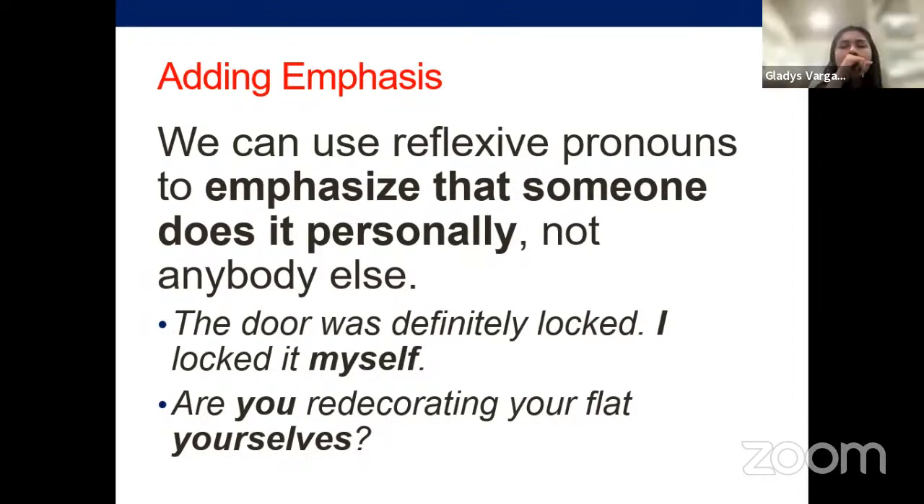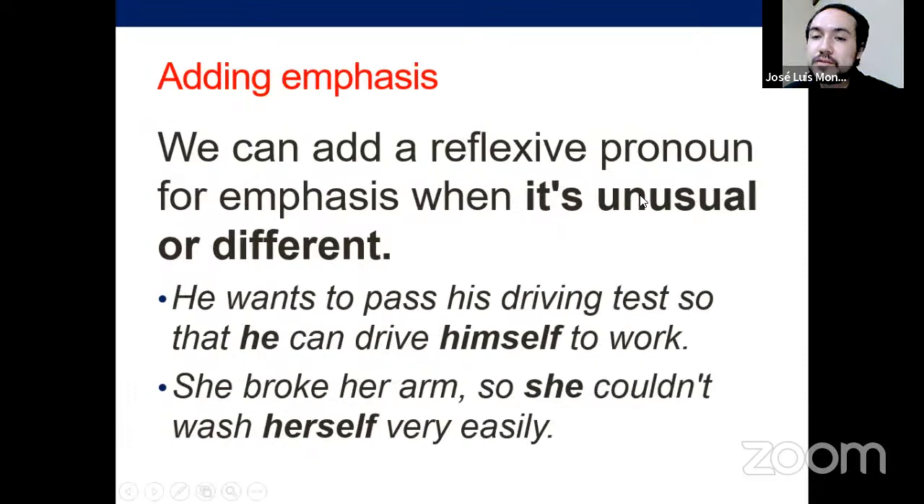So you don't receive the action. That's different. So how can you explain why then are we using myself and yourselves if we are not receiving the action? What is the purpose of that word there, Gladys? Emphasize that someone does it personally. Exactly, right? As you have it over there on the description, it's just for emphasis. Okay, emphasis. And it's when someone does it personally, or also, as you had before, when it's unusual or different.